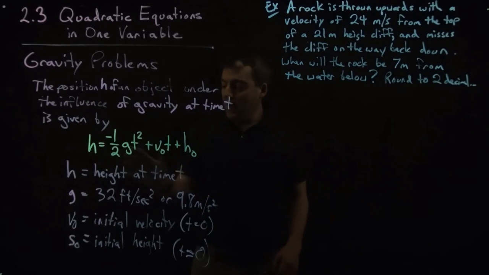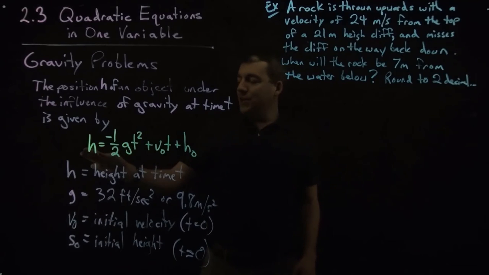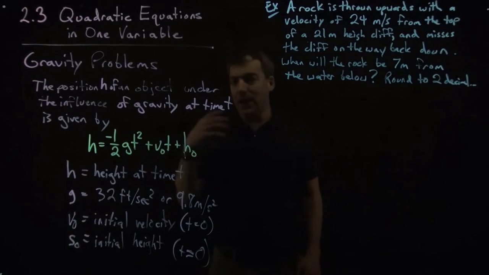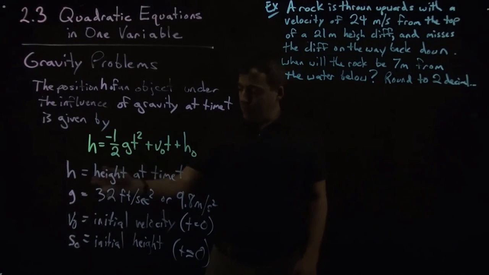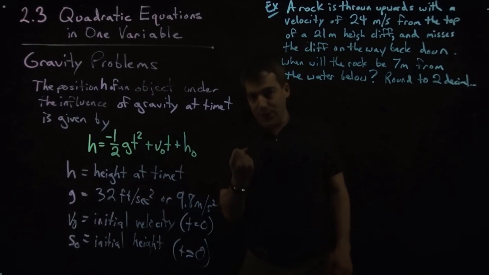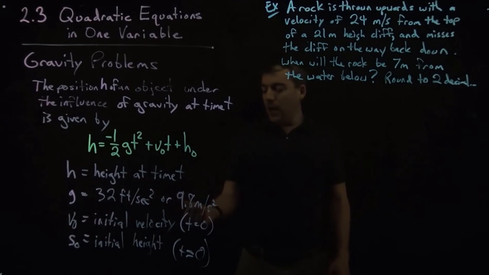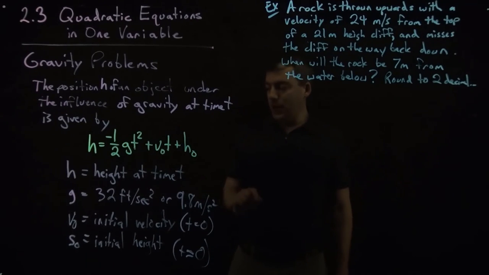Now there's a lot of stuff going on in this equation. Let me break it down and go through each part. H is the height of the object at time t. So given a t, we'll plug in the t and we'll get an h back that gives us the height of the object. G is the force or acceleration due to gravity. So if we're dealing with feet, we want 32 feet per second squared. If we're dealing in meters, 9.8 meters per second squared. That'll come from the context of the problem as to which one you use for G.